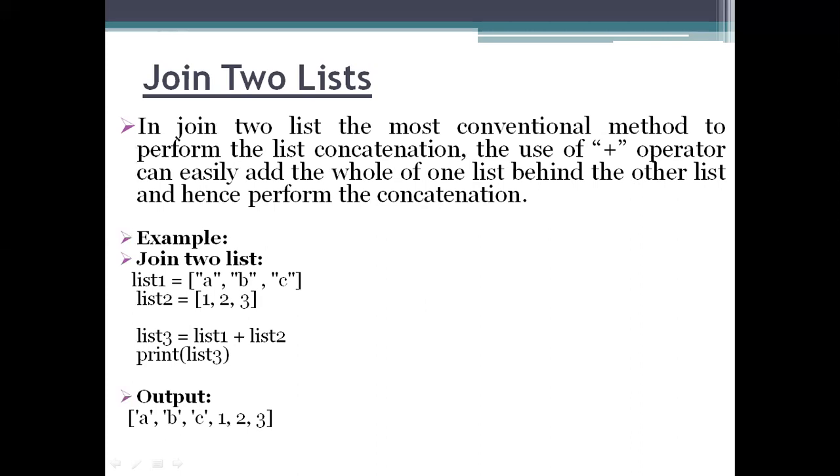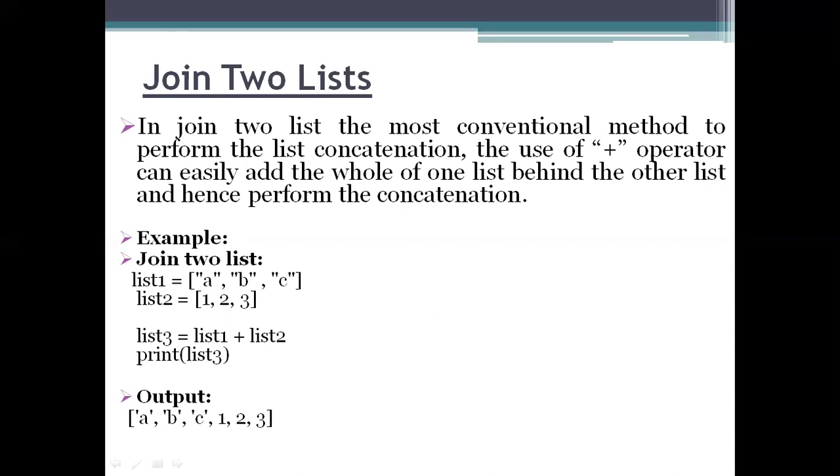Next is join two lists. In joining two lists, the most conventional method to perform list concatenation is the plus operator, which can easily add the whole of one list behind the other list and hence perform the concatenation. In the example, we have created two lists, list 1 and list 2, with their values. Now we have to combine or join the two lists, one list behind the other.